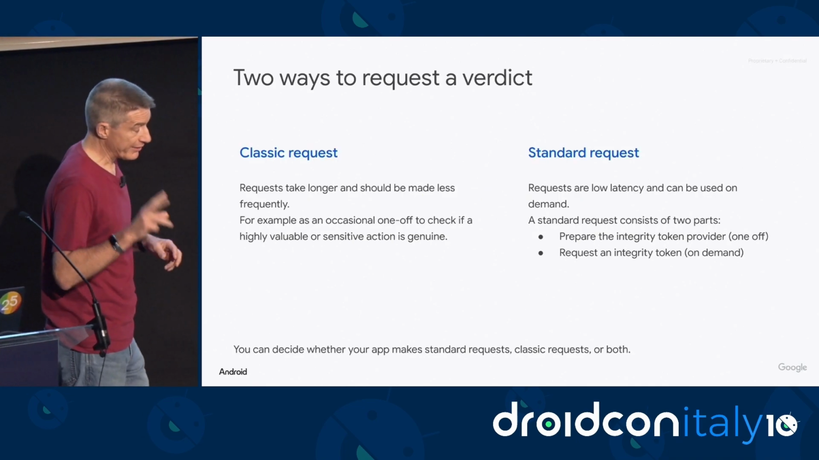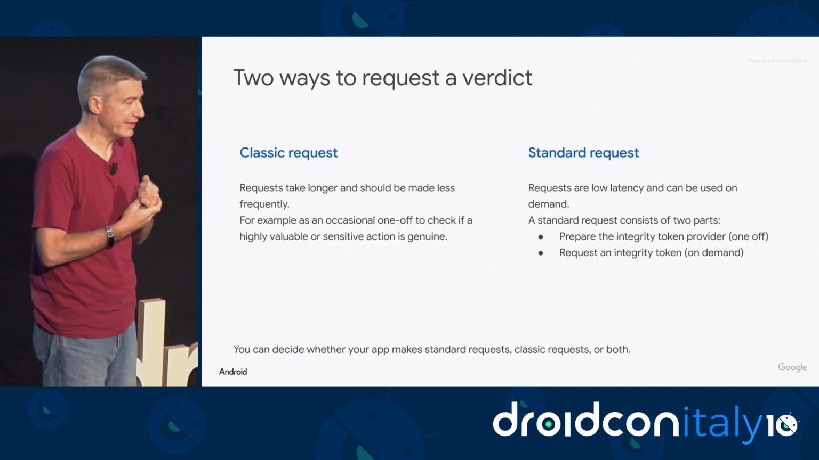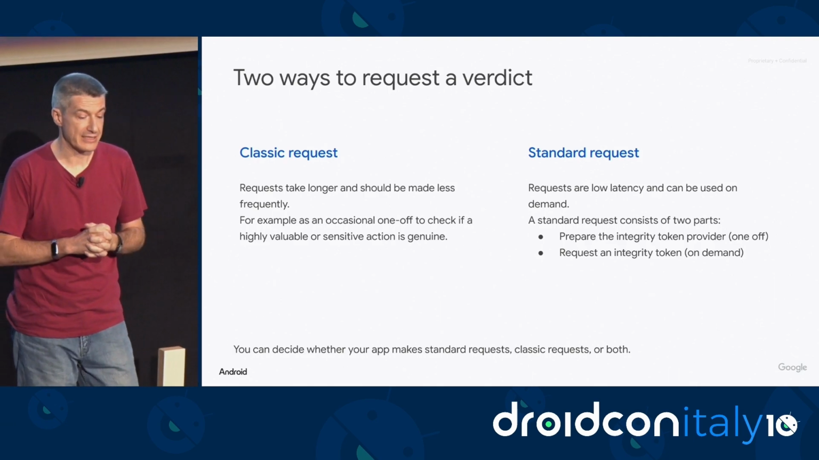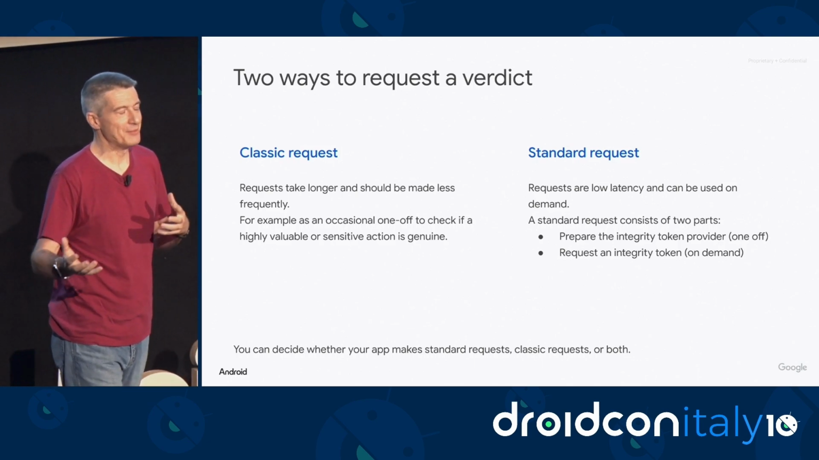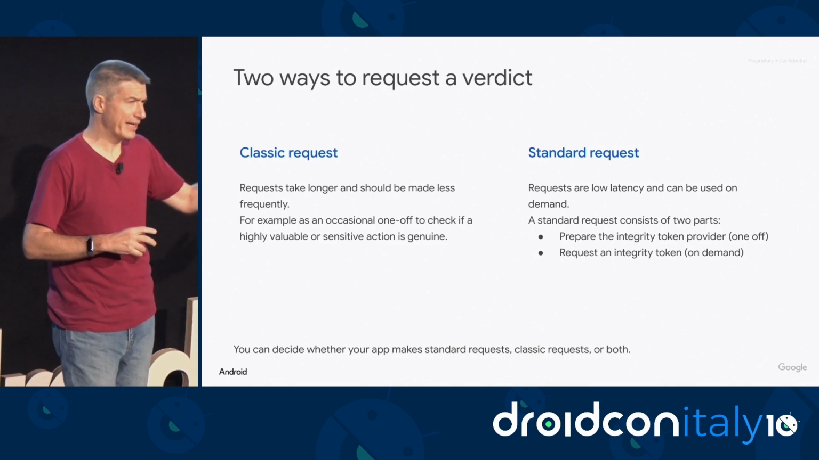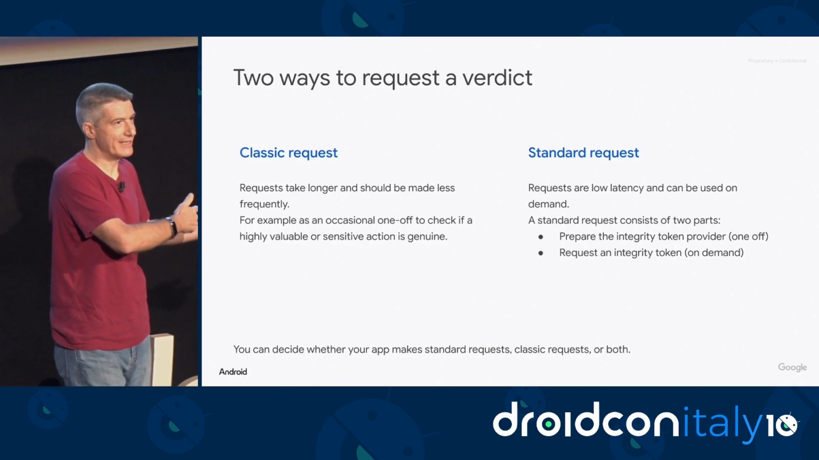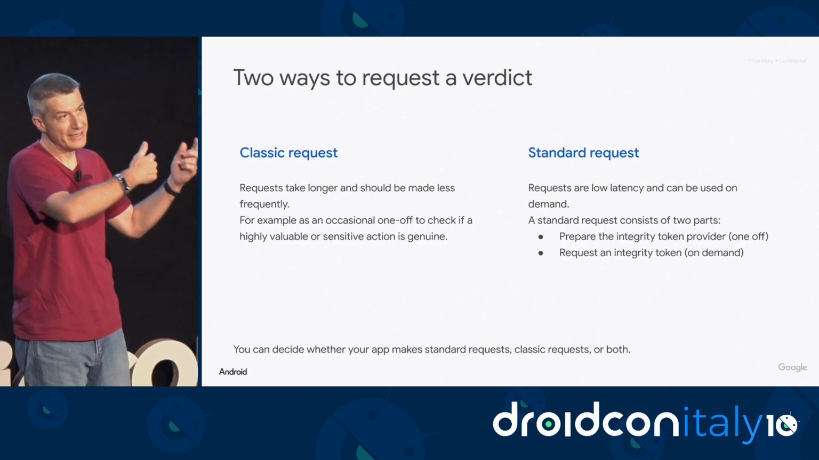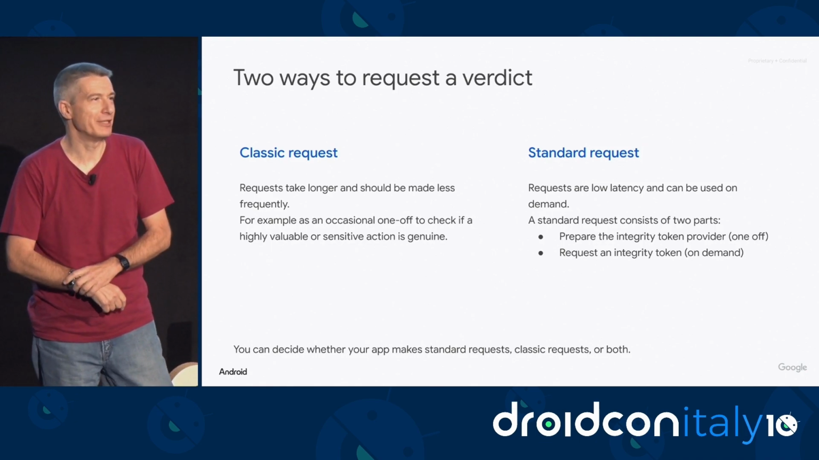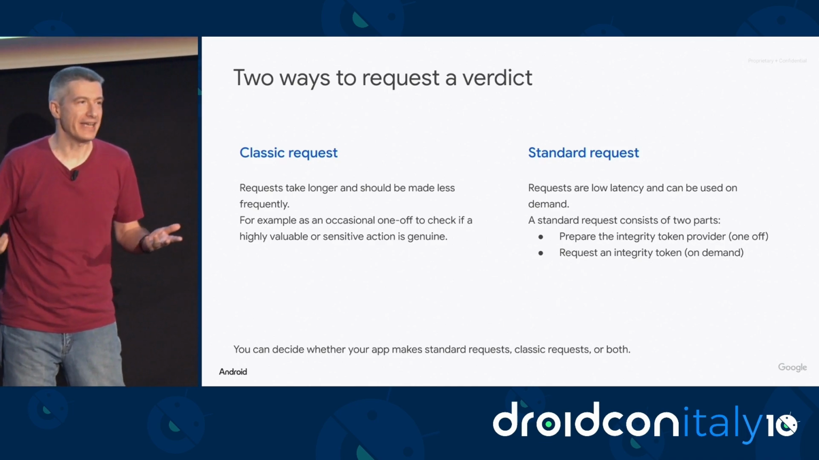The verdict. There are two ways to get an attestation token verdict. The classic way, the classic request. If you are familiar with SafetyNet Attestation, this is very similar to the classic request. Starting from the backend, going to the device, the application that contacts the backend contacts Play, which sends back the information to the backend, and then the backend tells the result to the application. So yes, it's many hops, and it's taking a few seconds.